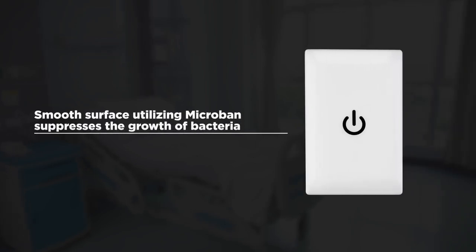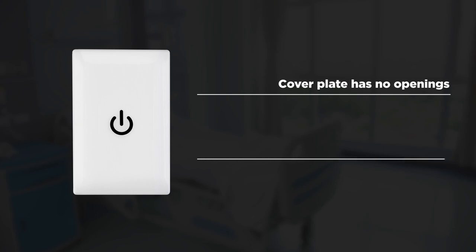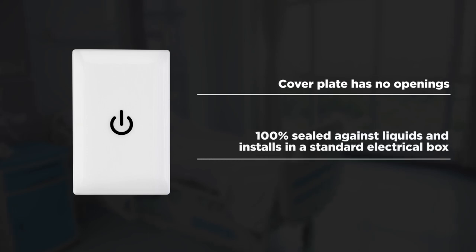A totally smooth surface utilizing Microban suppresses the growth of bacteria. The Scrub Switch cover plate design has no openings and snaps onto the device. This prevents cleaning solution from entering the interior of the switch, potentially burning it out.